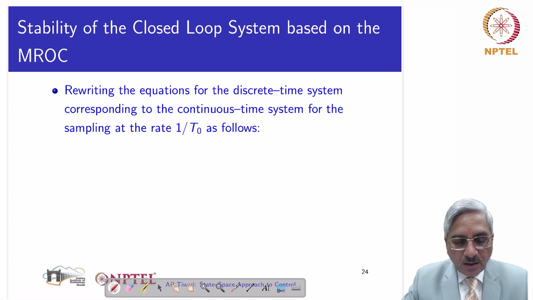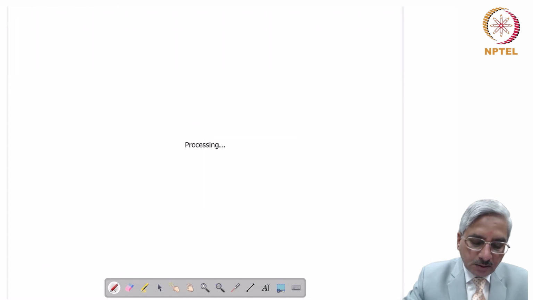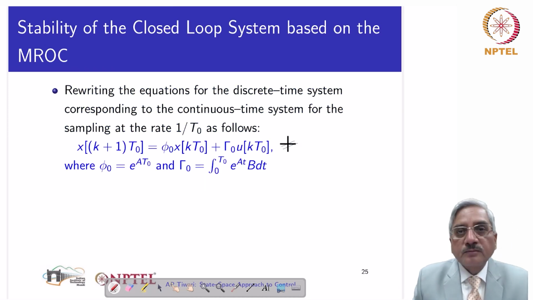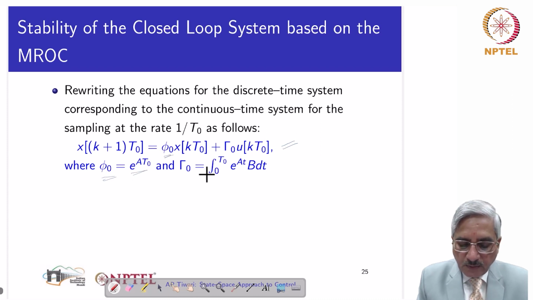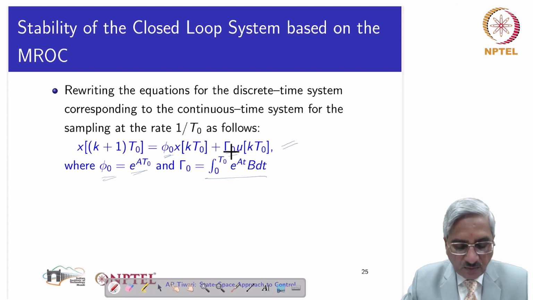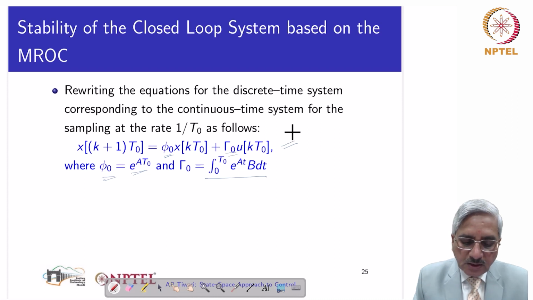Now we take a little time to prove the stability of the closed loop system based on the multirate output control law. So we rewrite some equations. So first is this one. We have, of course, in place of e to the A T0 we are using phi 0, and for this integral we are using gamma 0, phi 0 and gamma 0. This result was shown in the early part of the first lecture before this one. So this is the discrete time equation corresponding to the sample rate 1 by T0 for the continuous time system.